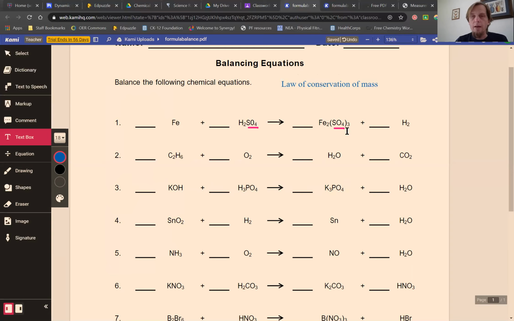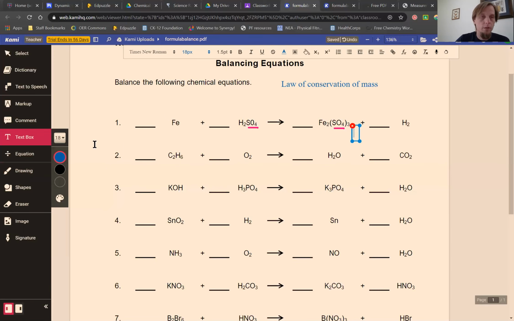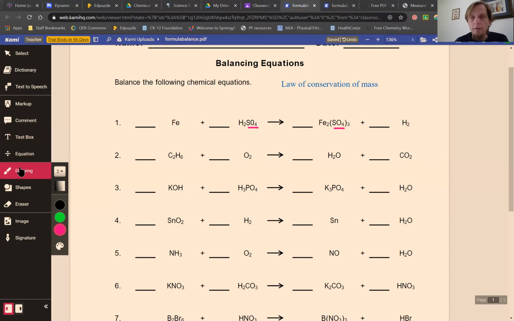So if we have, like I can see here already, on the right-hand side of the arrow, the product side, that I have 3 of these SO4s. And over here, I only have 1 SO4. So automatically, I can see right now, I'm going to need to add to this side because there's 3 there. I need 3 over here.